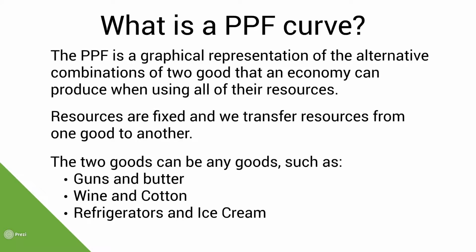The resources in the economy are fixed, and the PPF line shows the combinations of these two goods that can be produced when all of the economy's resources are being used. The resources in an economy will be fixed.